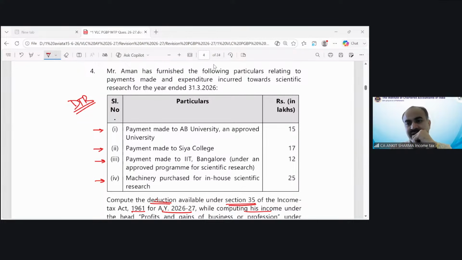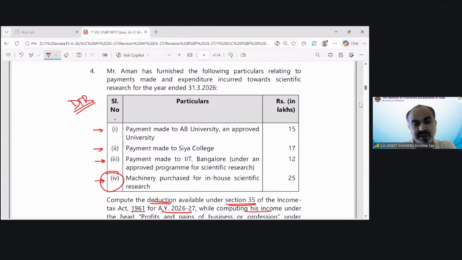So the correct answer is, let me tell you the provision. The provision says, in case of the default tax regime, only scientific research expenditure which has been done for in-house scientific research is allowed. Only in-house scientific research. So out of these 4 payments, if you will see, only this 4th category is for in-house scientific research expenditure. So only this one is allowed. All 3 are disallowed. Solved.